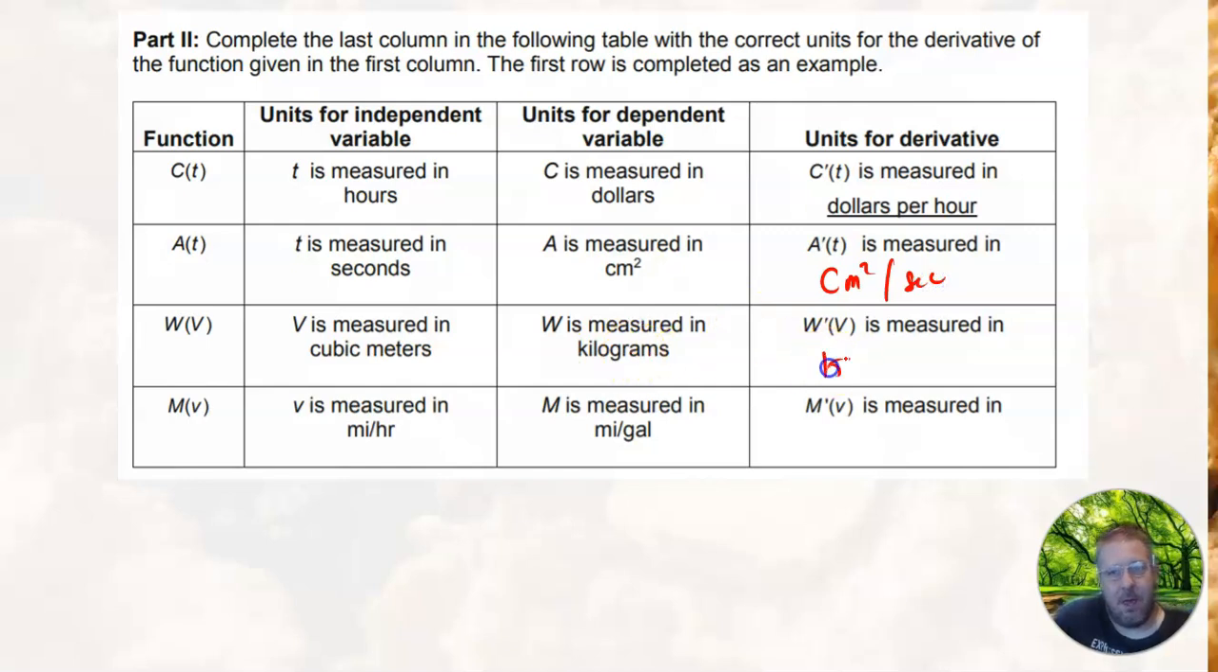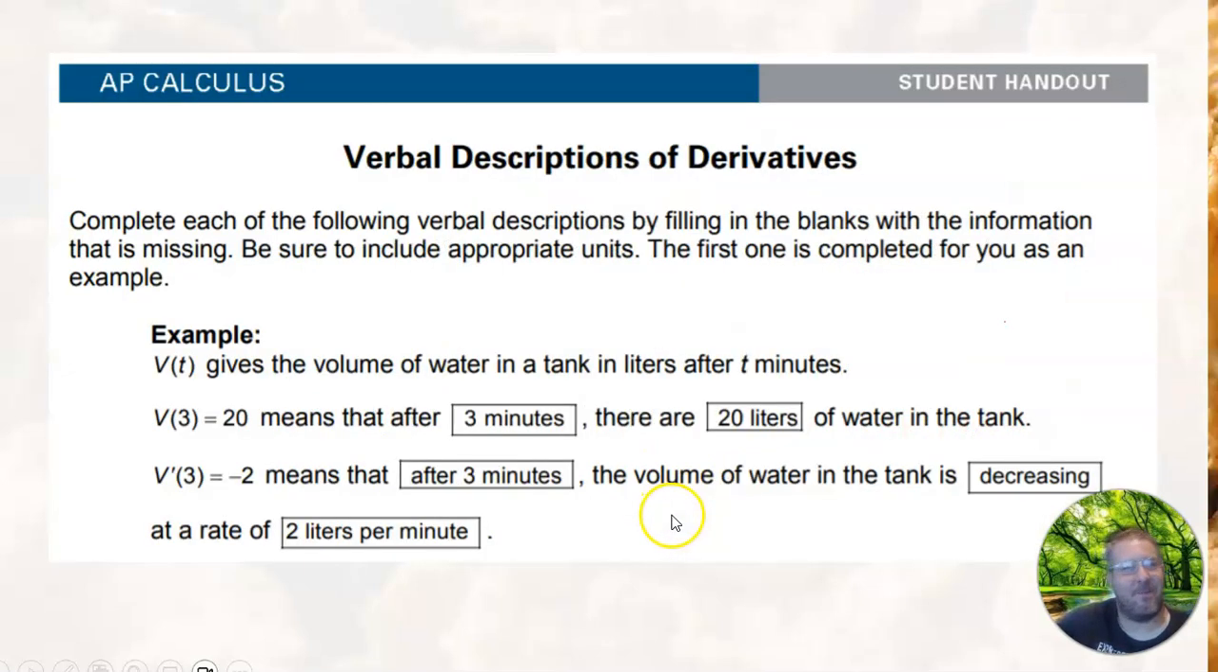And this is going to be kilograms per cubic meter. And this is going to be miles per gallon per miles per hour. Okay, interesting. All right. So it's always going to be that dependent per that independent. Oh, there we go. Didn't realize I already had it on there.